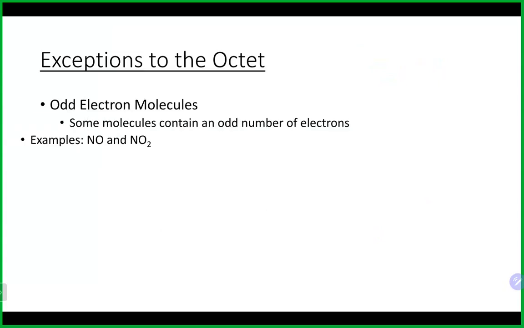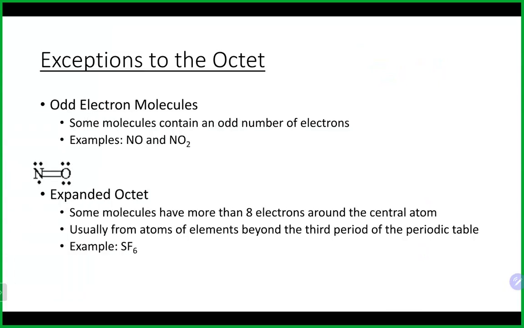The next exception to the octet rule is an odd electron molecule. When you add up your electrons, you end up with an odd number. What that means is you will end up with 1 unpaired electron. That is what is sometimes referred to as a free radical because it has 1 unpaired electron. That also makes it quite reactive because it wants to fix that situation. Free radicals a lot of times happen in atmospheric chemistry, like with chlorine. You get this unpaired electron, which makes it very, very reactive, and again, it's trying to fix that situation.